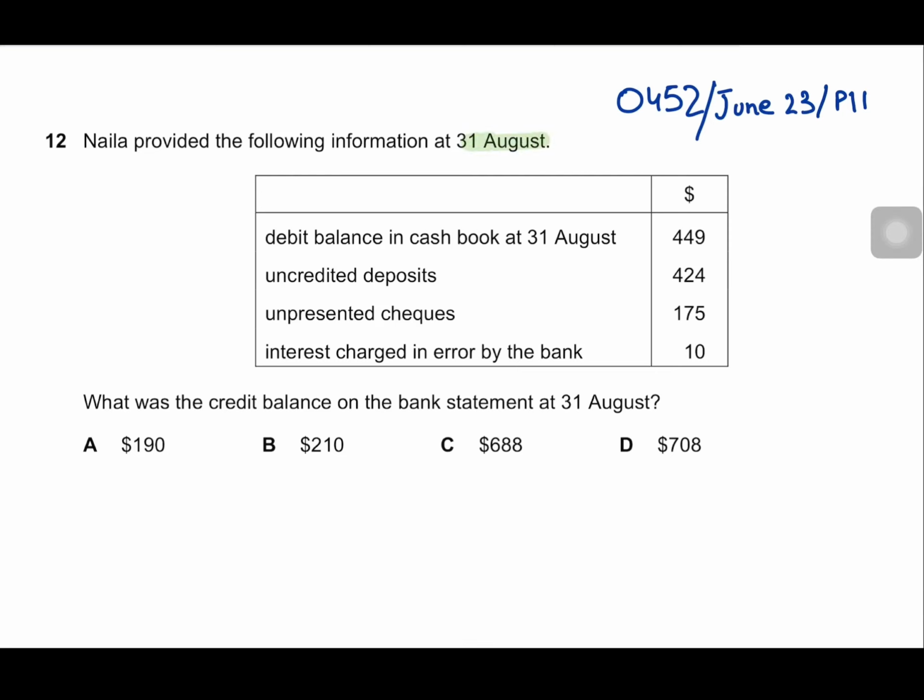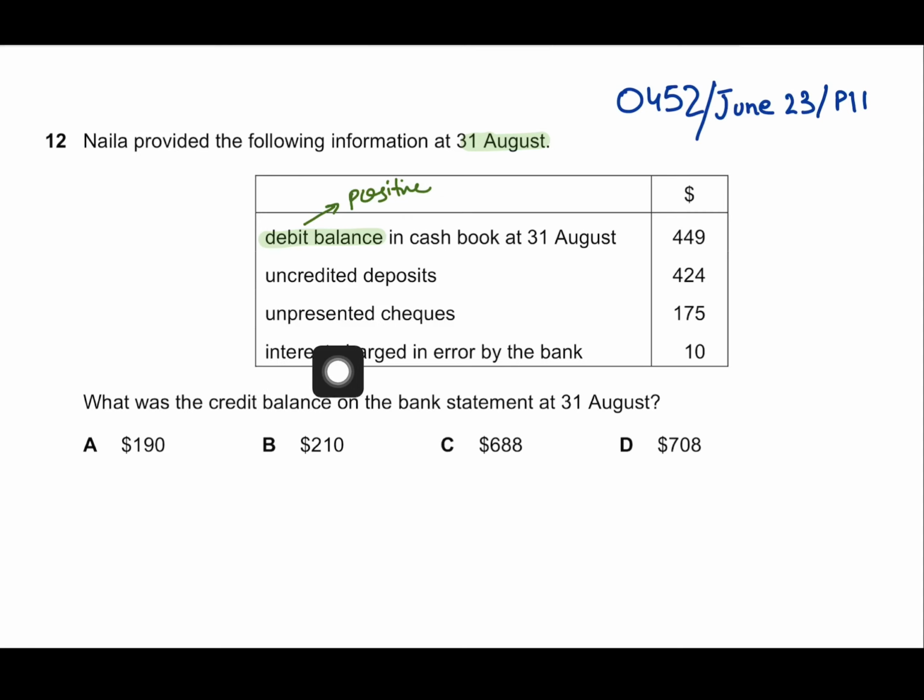Okay, we have a debit balance in cash book at 31st August. Debit balance means positive balance. Cash book had a positive balance. Then there are uncredited deposits, again existing in the unadjusted cash book, which require adjustment in the bank reconciliation. Same goes for unpresented checks.